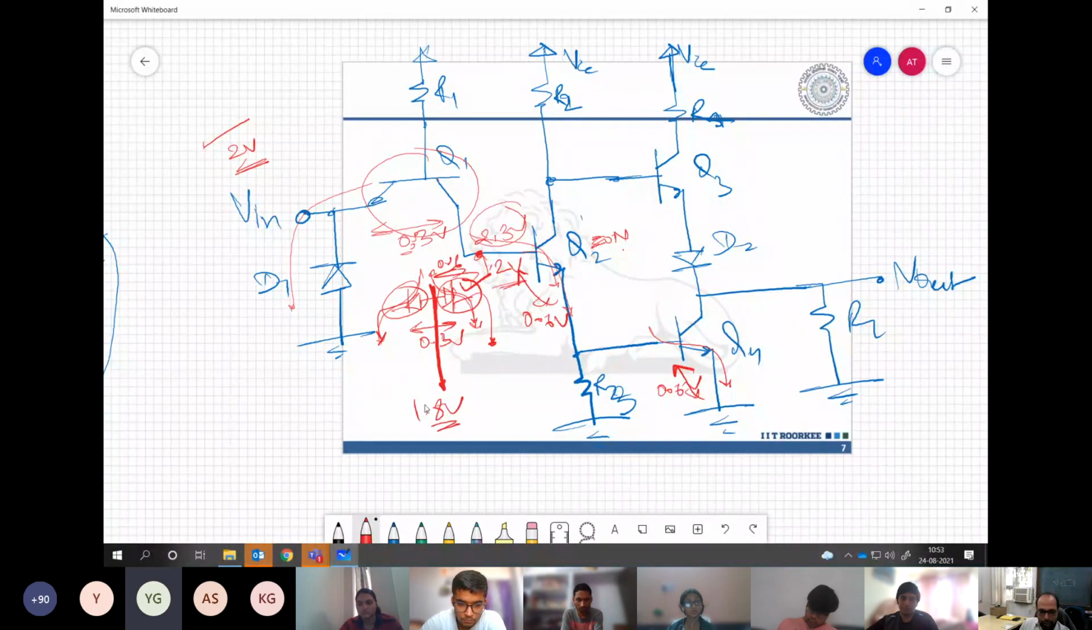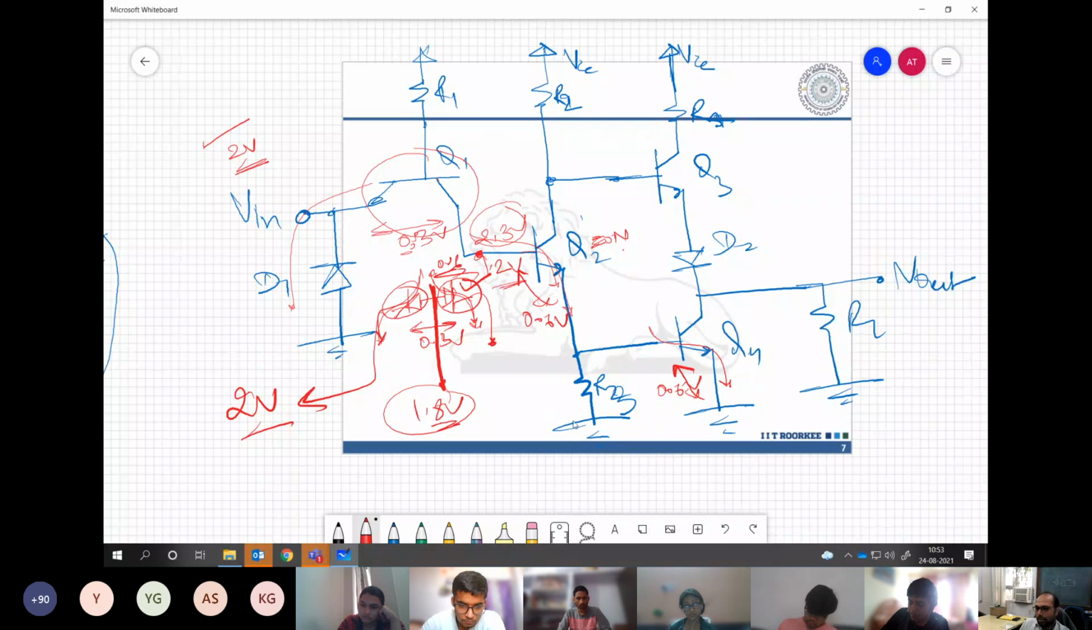This is only 1.8 volt, right? What you have here is 2 volt. Can you make it forward biased? No, sir. So our assumption was wrong. This 2 volt cannot make it work, because the voltages are dictated by other parameters in the circuit.